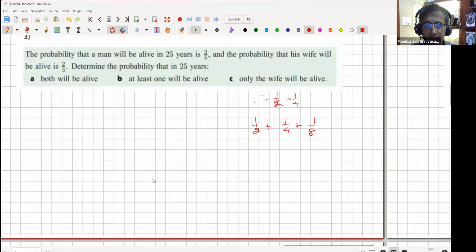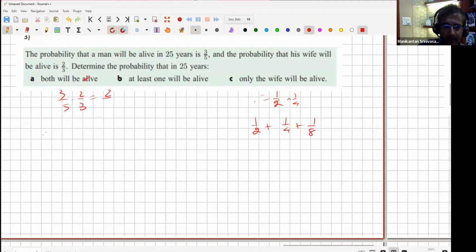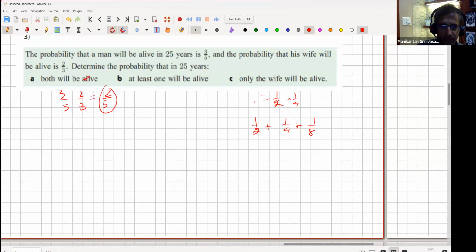Probability that a man will be alive in 25 years is 3/5, wife 2/3. What is the probability that both will be alive? Both are sort of independent, right? So it's just a simple product in that case, right? So 3/5 into 2/3, it'll be 2/5 in this case. I'm quickly going through the ones which are fairly easy.